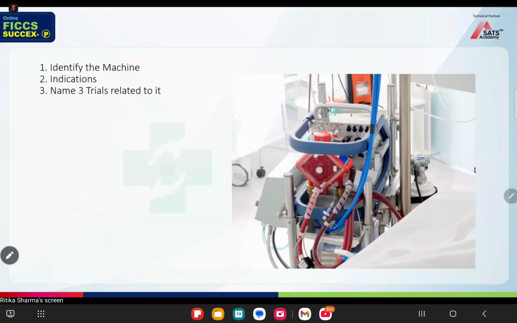Ma'am, ECMO machine, most probably VA ECMO. And the indications, ma'am, if it is VV ECMO or VA ECMO, will be different. VV ECMO is mostly for lung pathology, refractory COPD not adequately maintained on ventilator, or refractory asthma. VA ECMO is for cardiac indications like pulmonary embolism, myocarditis or cardiomyopathy, or heart failure.